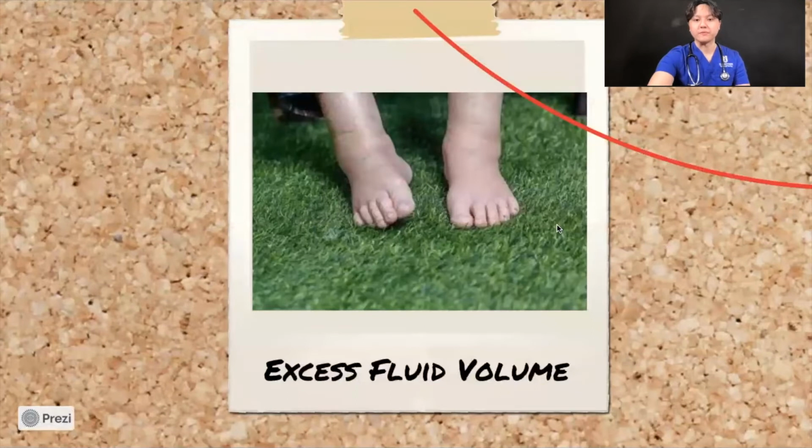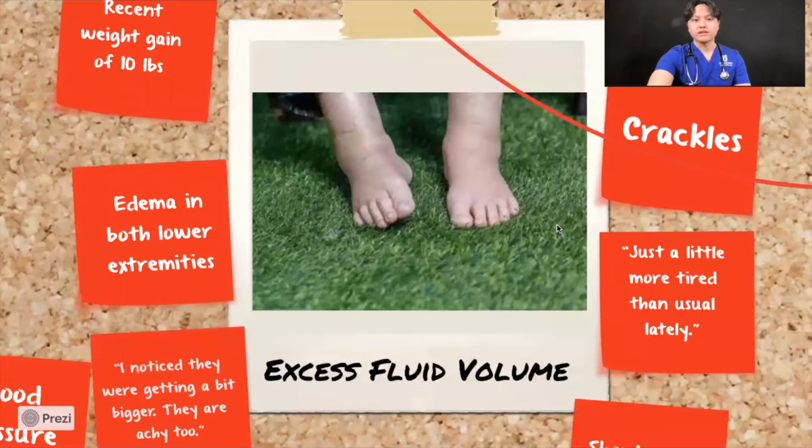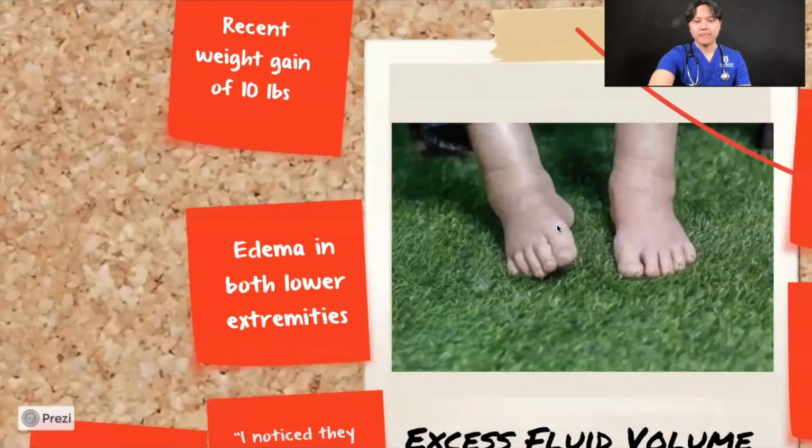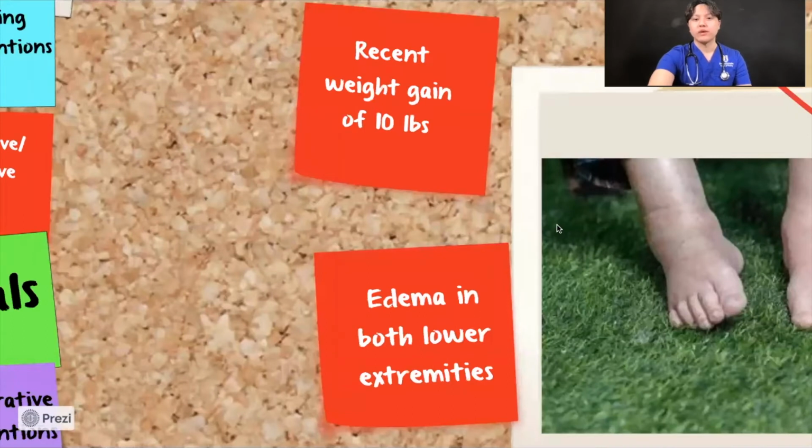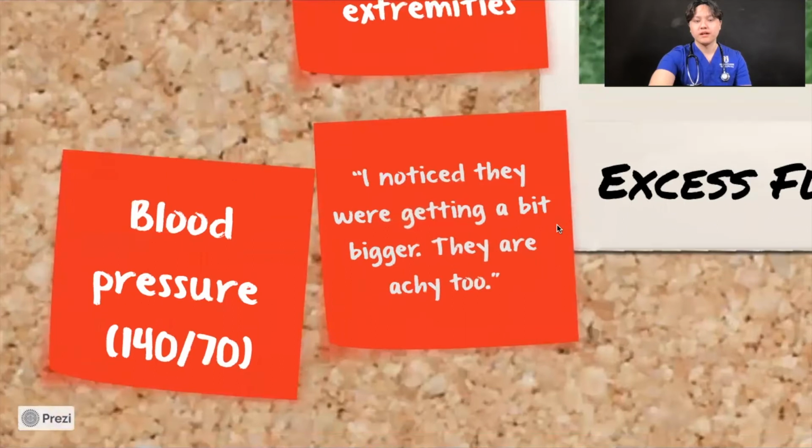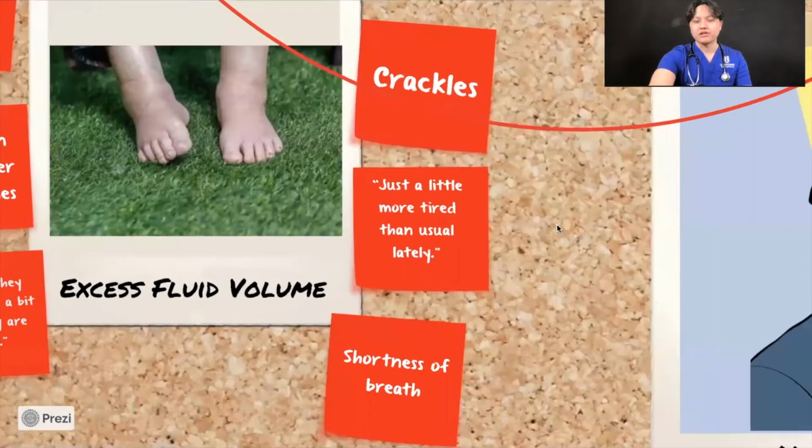Hi, I'm Detective Paul. I'm a detective working on the case of Mrs. Yates, and my first nursing diagnosis is excess fluid volume. So here are some of the subjective and objective data. Mrs. Yates had a recent weight gain of 10 pounds. She had edema in both lower extremities. Her blood pressure was 140/70. She told us that she noticed that her legs were getting a bit bigger and that they were achy. And she had crackles. She said that she was just a little more tired than usual, and she has shortness of breath.